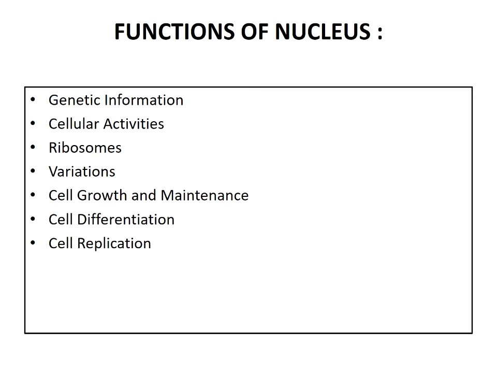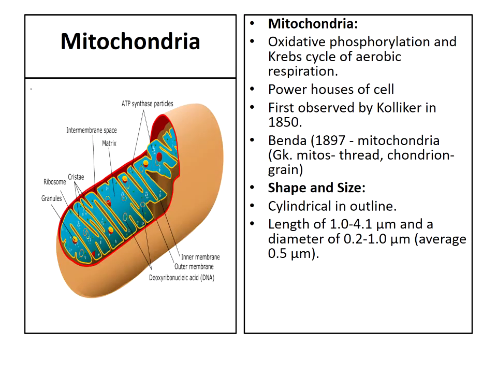So the next organelle is the mitochondria. Mitochondria are the cell organelles of aerobic eukaryotes which take part in oxidative phosphorylation and the Krebs cycle of aerobic respiration. They are called the powerhouse of the cell because they are the major centers of release of energy in aerobic respiration.